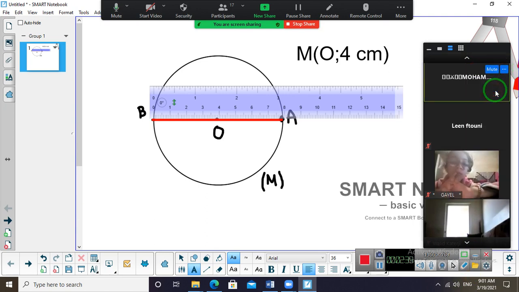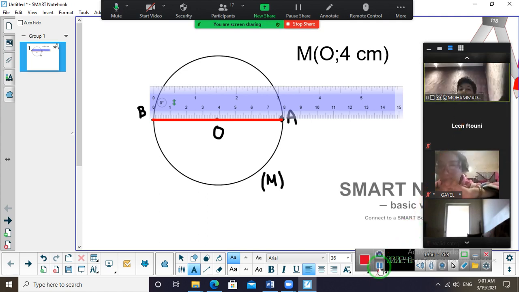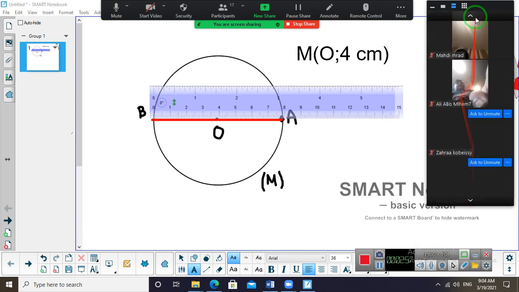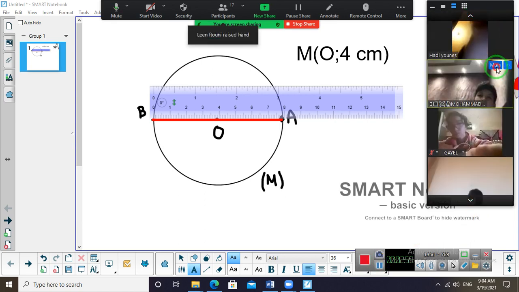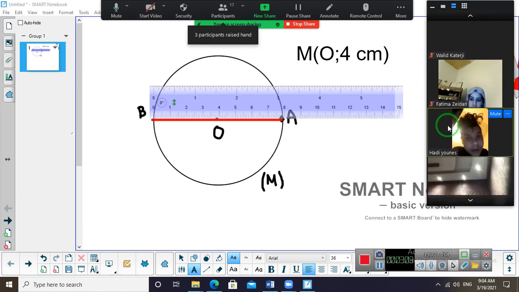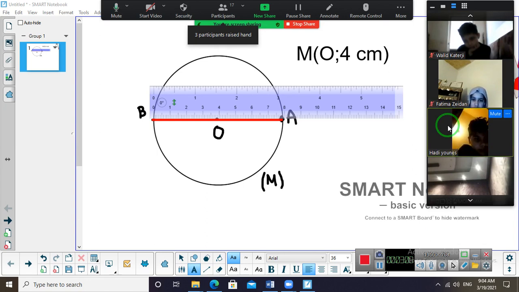What is the relation between 4 and 8? I will move to Hadi Yunus. Yes, Hadi Yunus. What is the relation between 4 and 8? Times 2. Times 2. So, the radius is 4 and the diameter is 8.